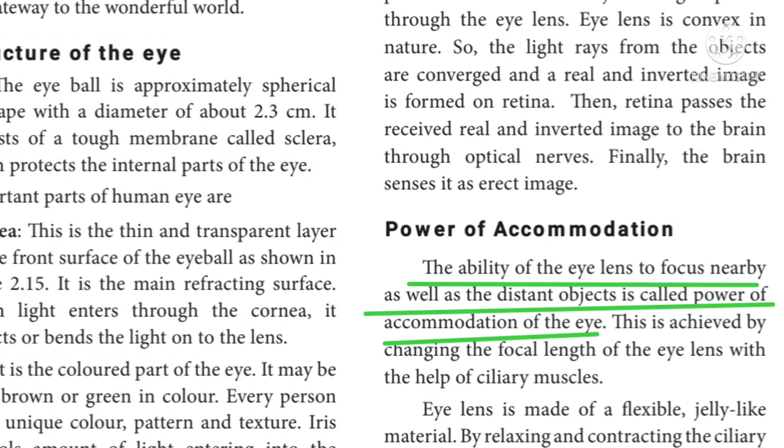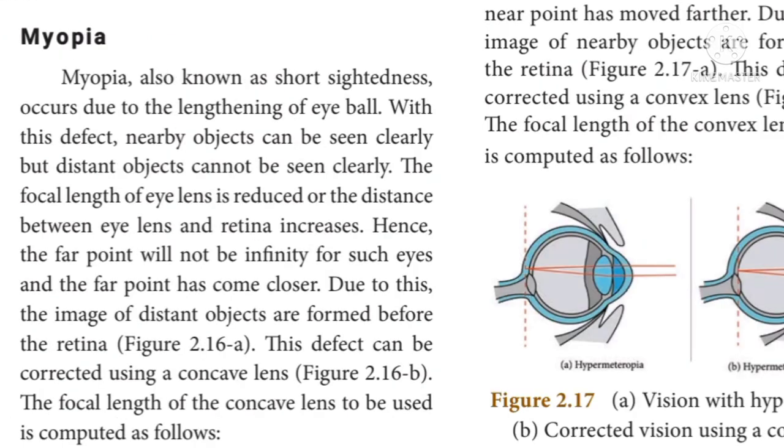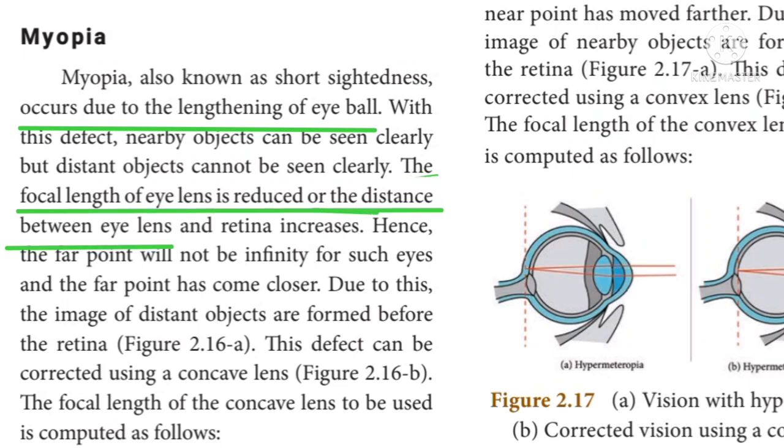Eighth question, what are the causes of myopia? It is in page number 25. Causes of myopia: it occurs due to the lengthening of the eyeball. The focal length of eye lens is reduced, or the distance between eye lens and retina increases.